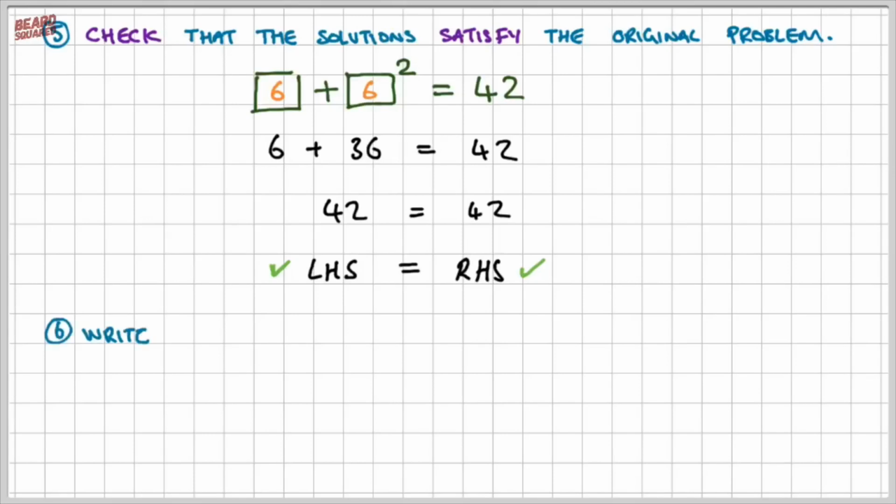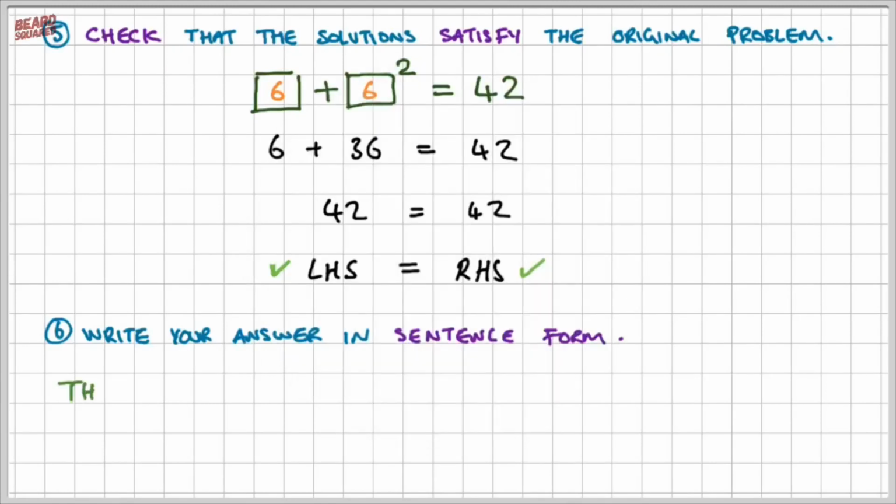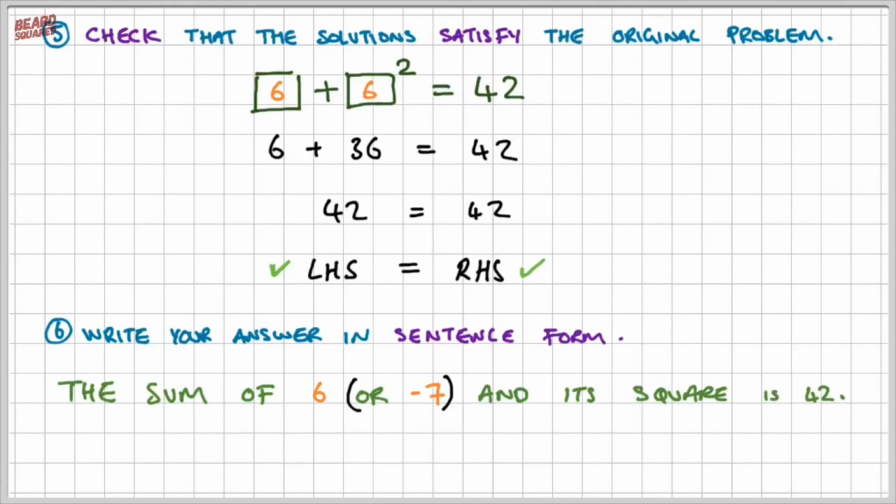Now the last step, step 6, is to write your answer in sentence form. So because this is a word problem, we want to respond by writing a sentence. So pause the video here and see if you can come up with a sentence that you would like to write, and then press play when you're ready to check out the answer. Okay, so this is what I wrote. I wrote the sum of 6 or minus 7 and its square is equal to 42.